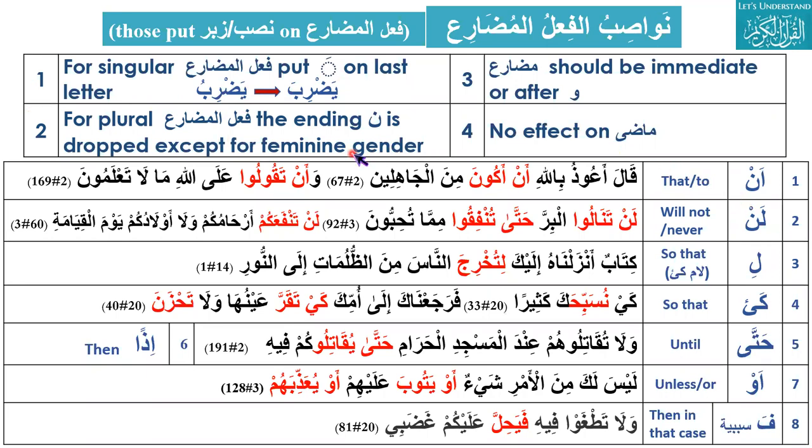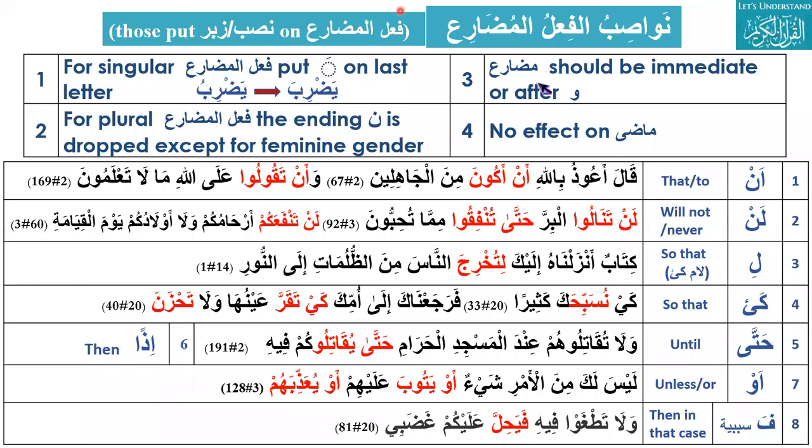For the plural, the ending noon is dropped. But when we talk about feminine and dual, it is called af'al khamsa, like yaf'aluna, taf'aluna, yaf'alani, taf'alani, taf'alina. Let's make it simple now: for plural Fi'l al-Mudari the ending noon is dropped, except for feminine genders. But here we will just remember that the ending noon is dropped. So there are 8 Nawasibul Fi'l al-Mudari.